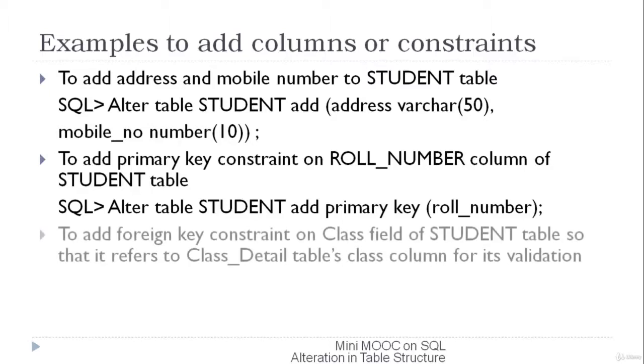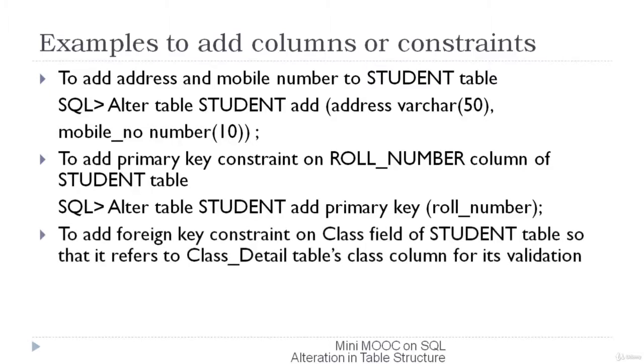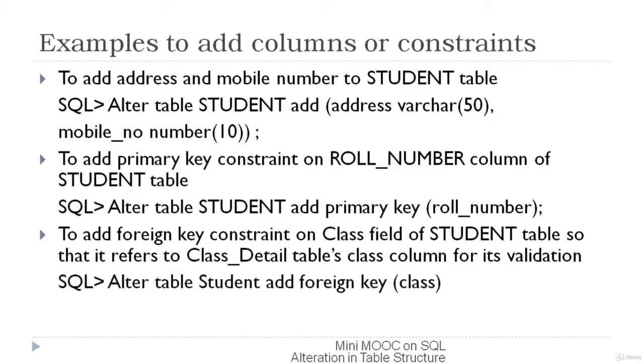Let's apply foreign key constraint on class column of student table so that it refers to class detail table's class column for its validation. Its statement is alter table student add foreign key, column name is class, references the name of parent table, it is class underscore detail, and the column to which it refers, and in this case it is class. Let us execute these statements to demonstrate these concepts.